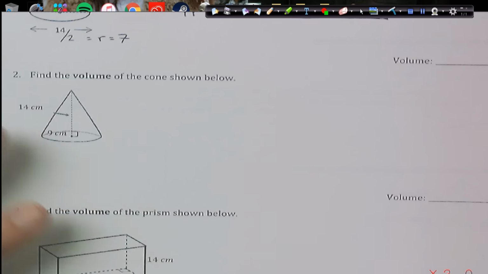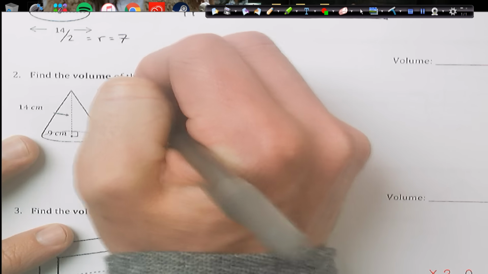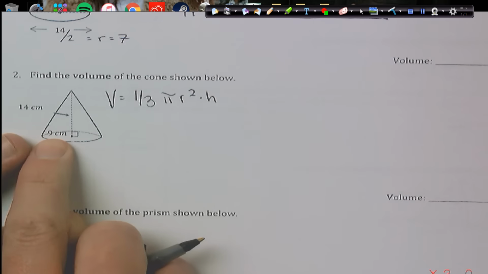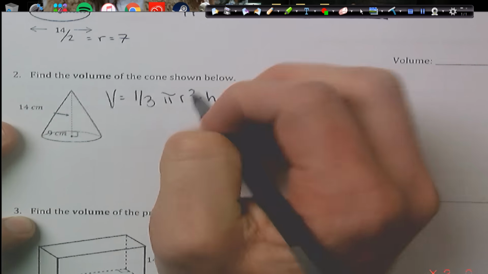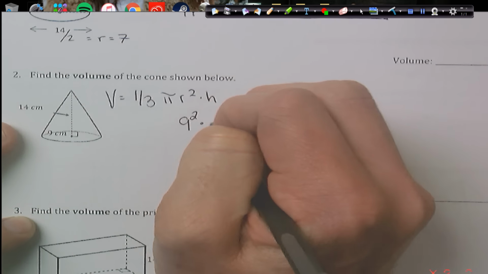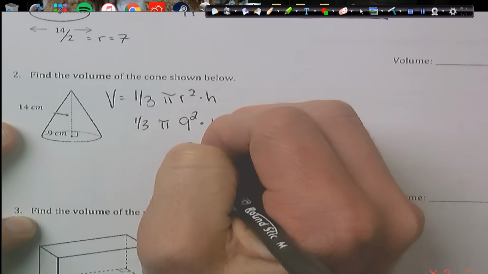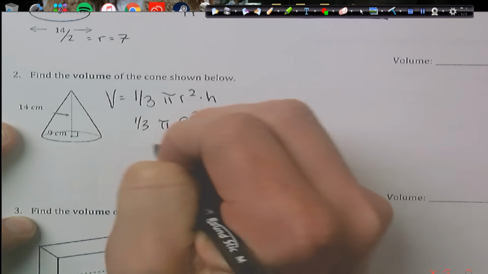Alright, so the volume of a cone, first thing, it is the same as the one above, except we're going to do 1/3. This right here over to the side, if you're not sure on the test, you can just ask me, but this is going to be 9 squared times the height of 14. Evaluate these. 9 squared is 81 times 14.